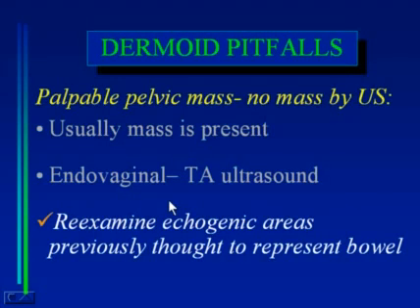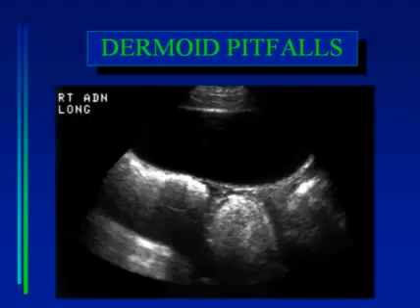The other thing that should be done when there's a palpable pelvic mass and no mass is seen by ultrasound is to re-examine all the echogenic areas that were previously thought to represent bowel, to see if one of these areas may perhaps represent an echogenic dermoid. Here's an example of how to do this.